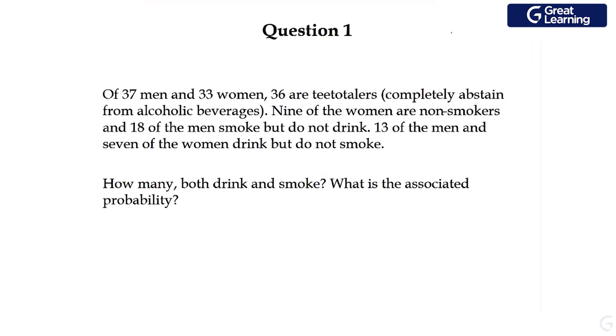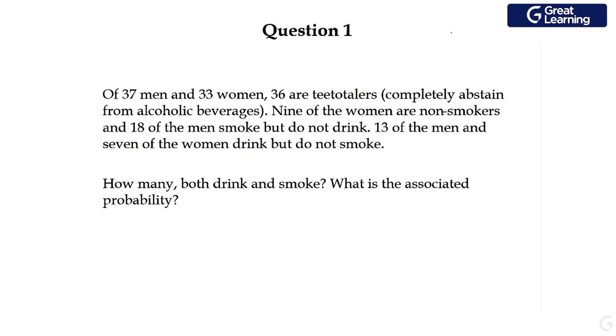37 men and 33 women are there. Total 70. 36 are teetotalers. Completely abstain from alcoholic beverages. That means they can smoke. They can smoke. A teetotaler is one who is only abstaining from alcoholic drinks, but not necessarily a non-smoker. He or she can smoke.